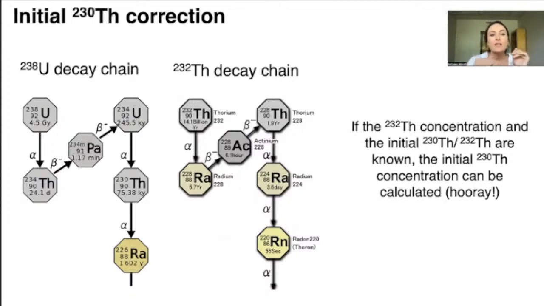If the thorium-232 concentration is known and we know the initial ratio, then we can calculate the initial thorium-230 concentration, again using thorium-232 as a proxy to calculate the amount of initial contamination in our sample. All right, how do we constrain, or how do we know our initial 230 to 232 value?